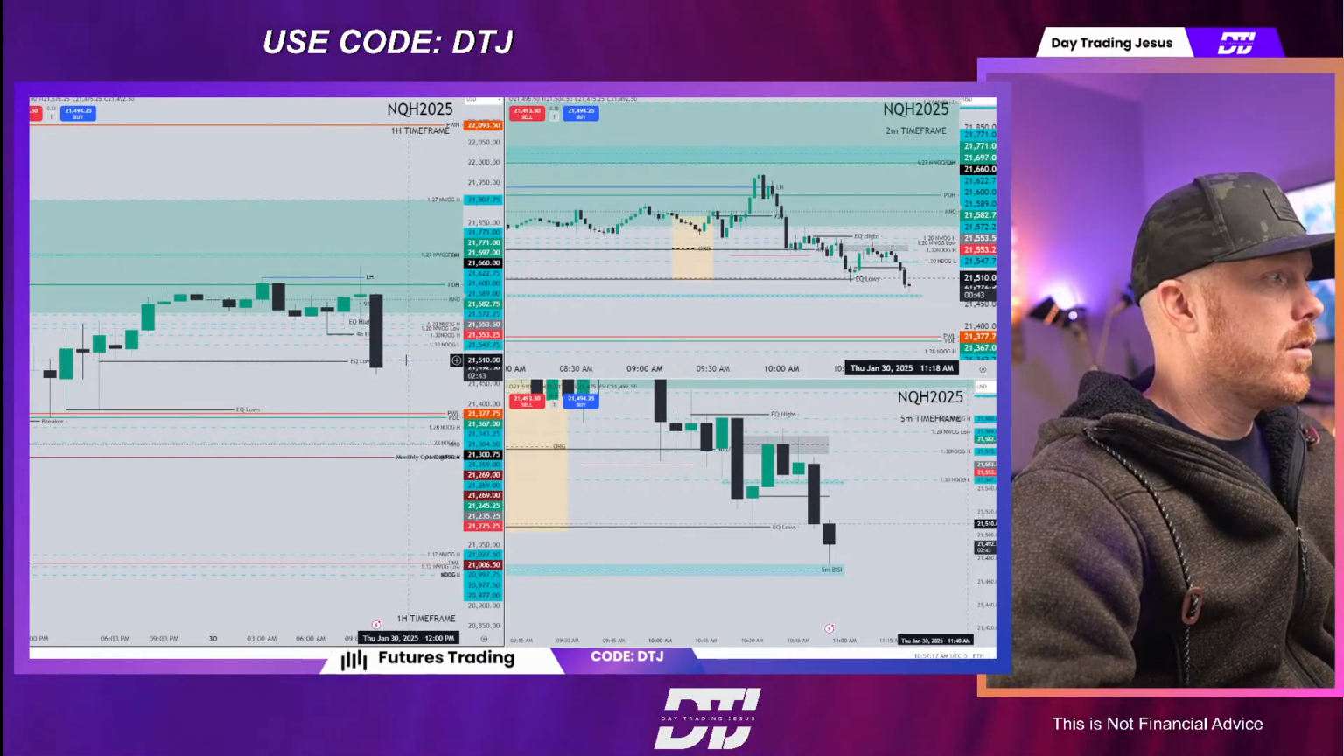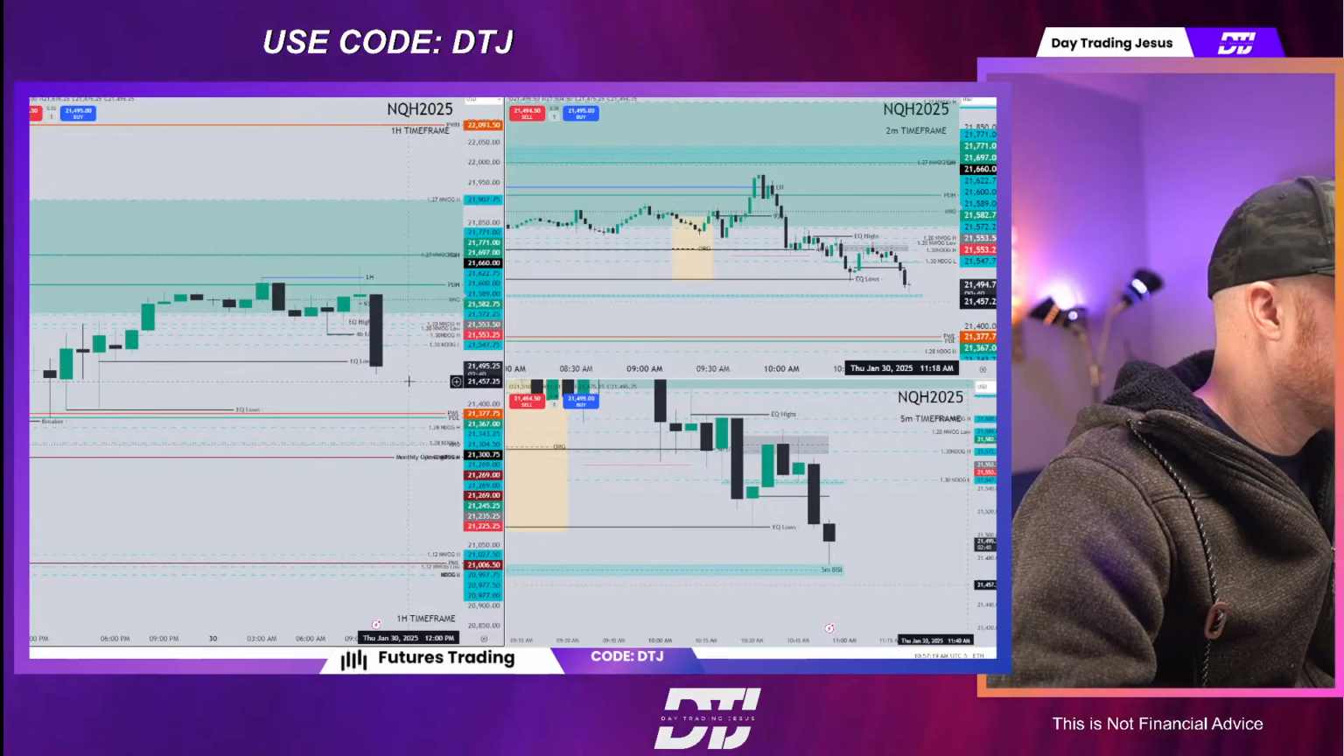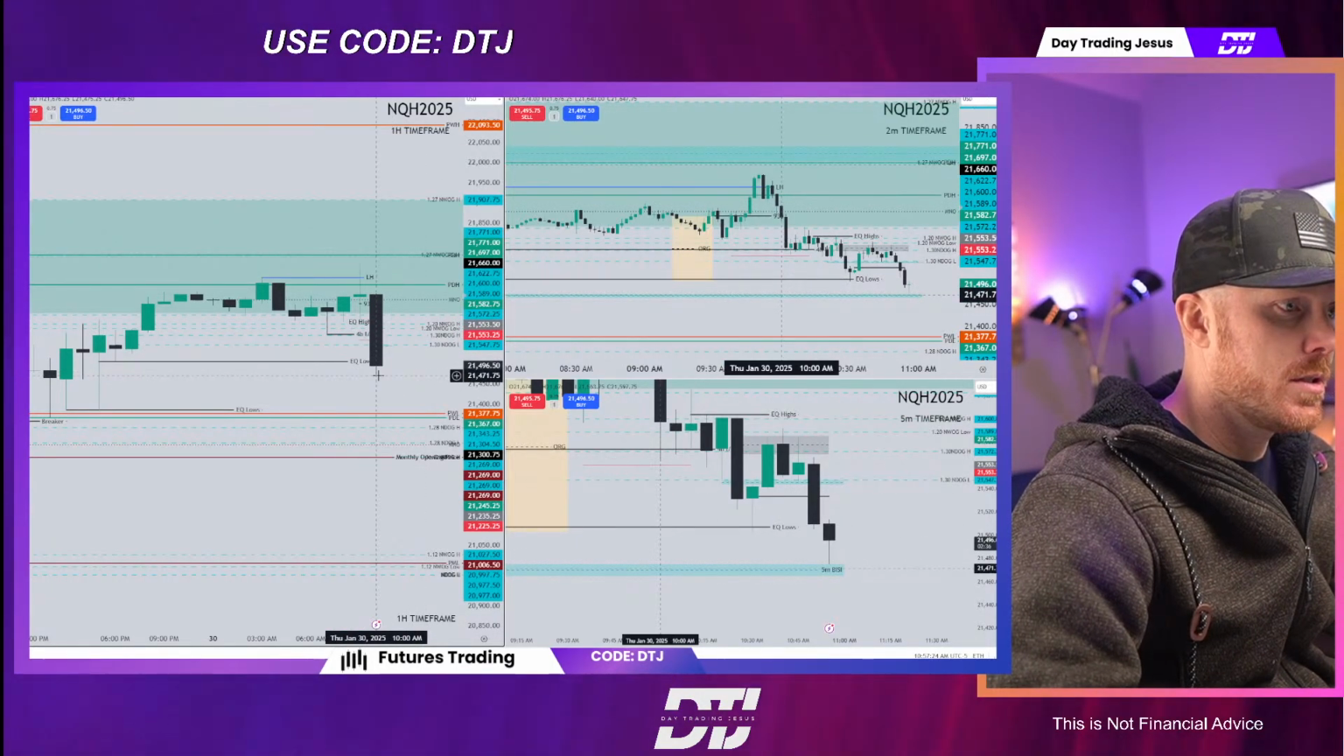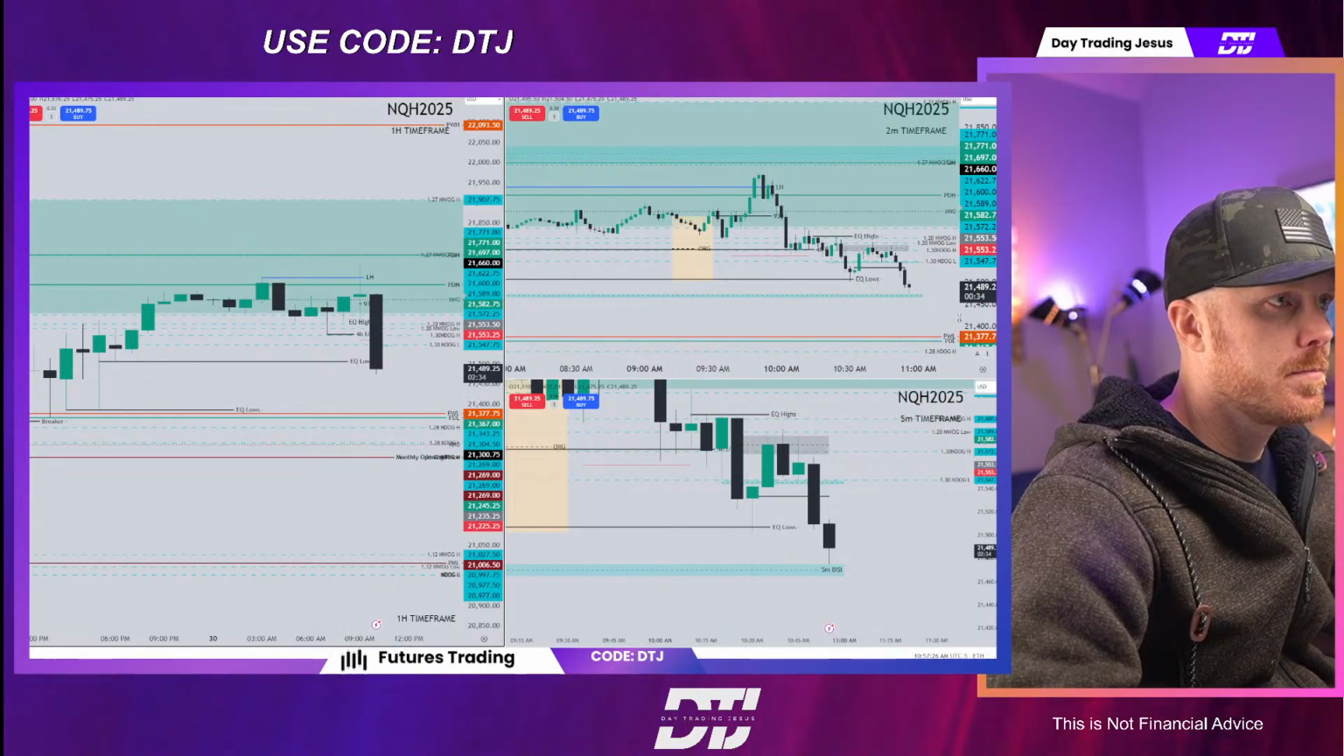The hourly candle is going to close here shortly. So we'll mark out where this candle closes for 11 a.m.